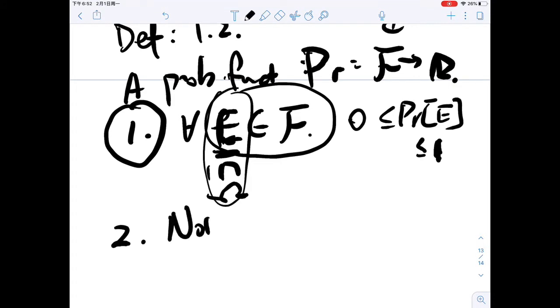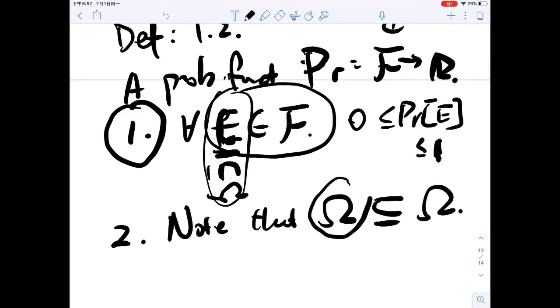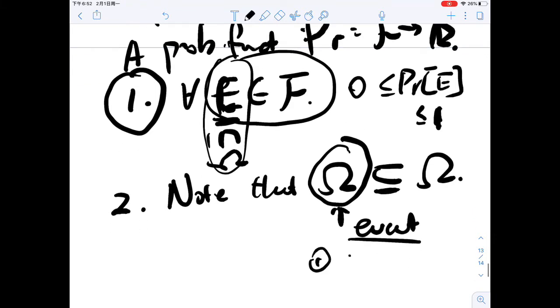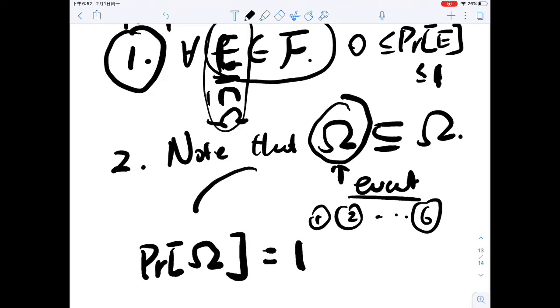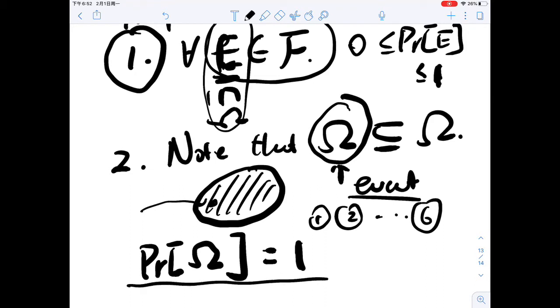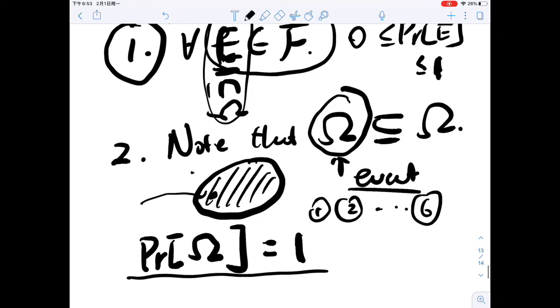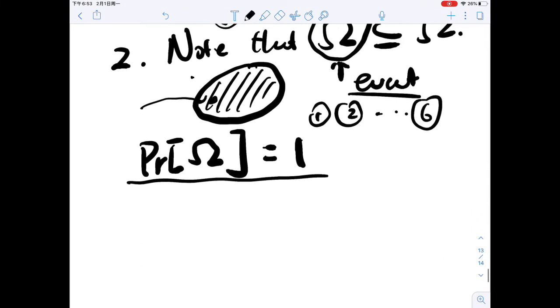And the second property is that omega itself is a subset of omega, so omega on its own can also be considered an event. The event is really just that one of the outcomes 1, 2, 3, 4, 5, 6 is going to happen. Obviously we want the probability of omega to be 1. If I look at the entire probability space, the probability that the outcome falls into this space has to be 1. There shouldn't be any elements outside that space that you observe, otherwise it contradicts the definition of the probability space.